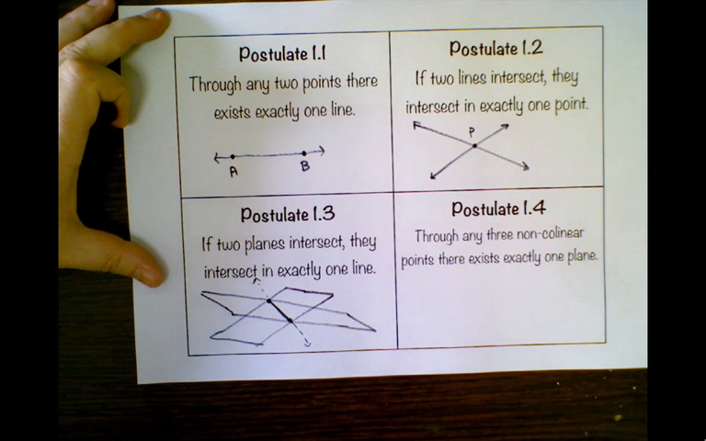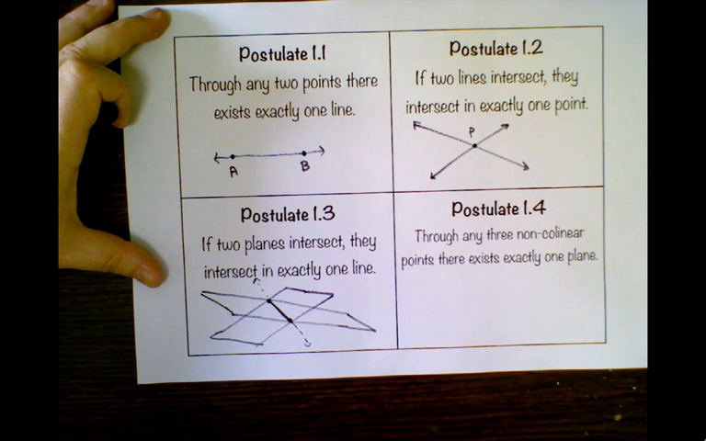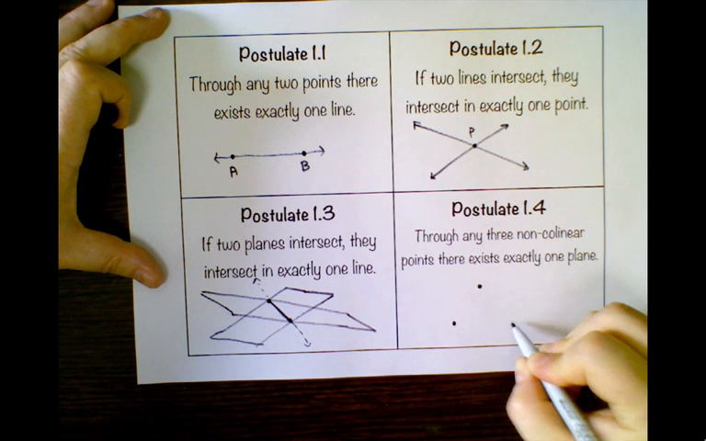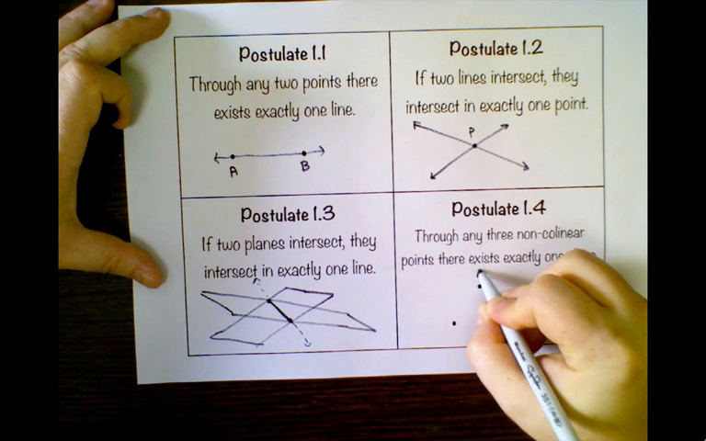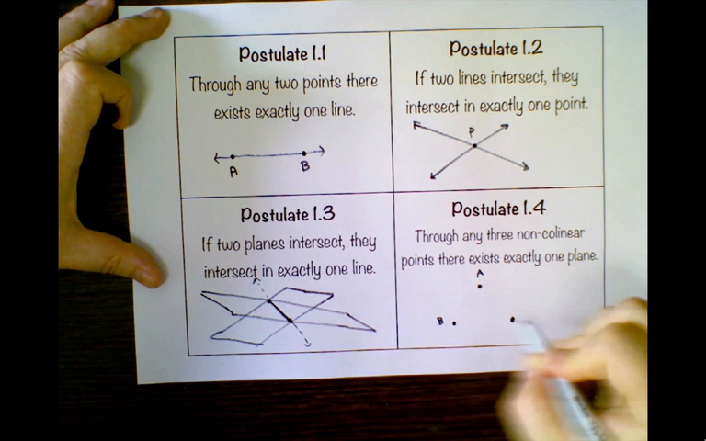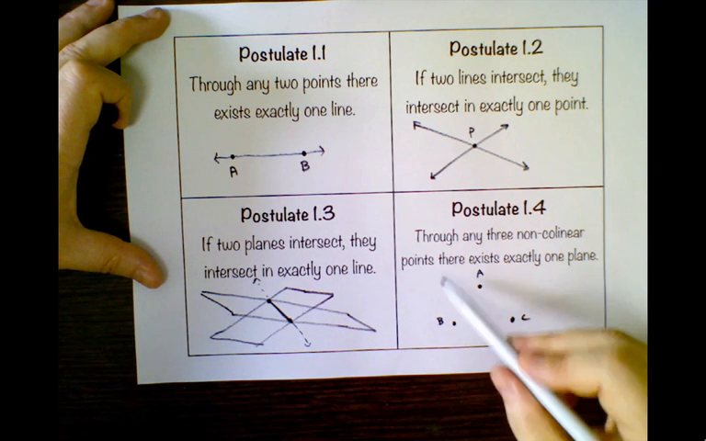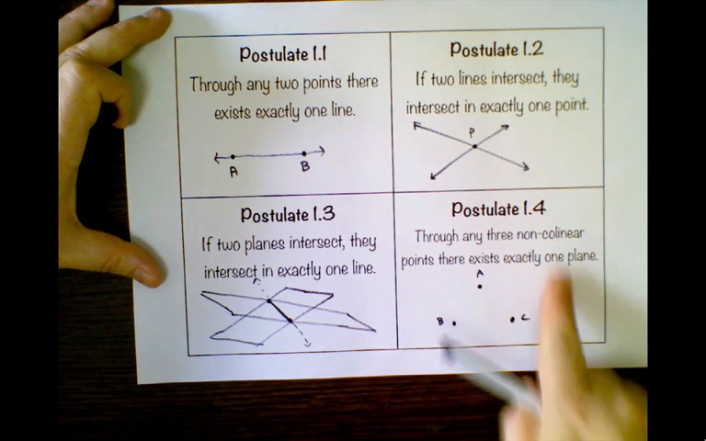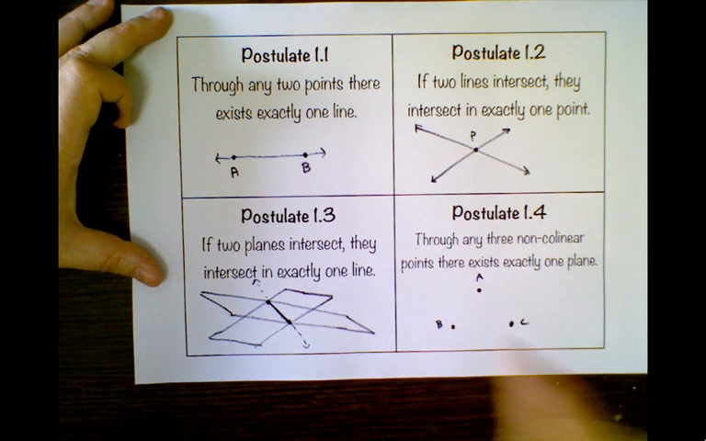All right, last postulate of the day. Through any 3 non-collinear points, there exists exactly 1 plane. So if you've got 3 points and they're not all on the same line, then there's exactly 1 plane that passes through all 3 points. As a matter of fact, this piece of paper is the plane that passes through these 3 points.